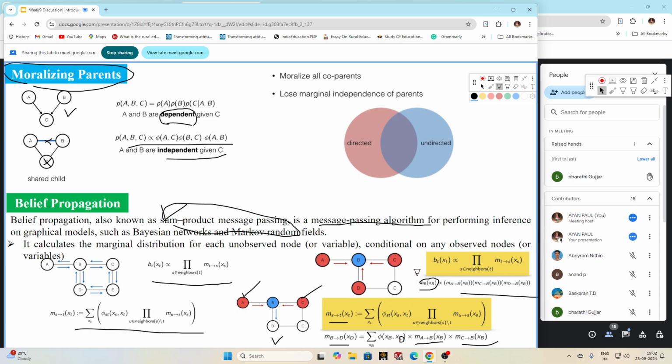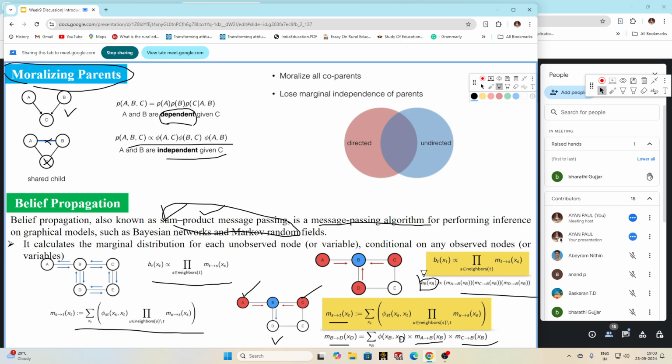But whenever we write the second step, the product of the messages, we have to consider all its neighbors. So the message from A to B xb, the message from C to B xb, and the message from D to B xb. So there are two steps: one is sum and the second is product. Whenever we do the sum, we do not consider the receiver node, but when we do the product, we consider all the nodes. This is the equation for belief propagation.